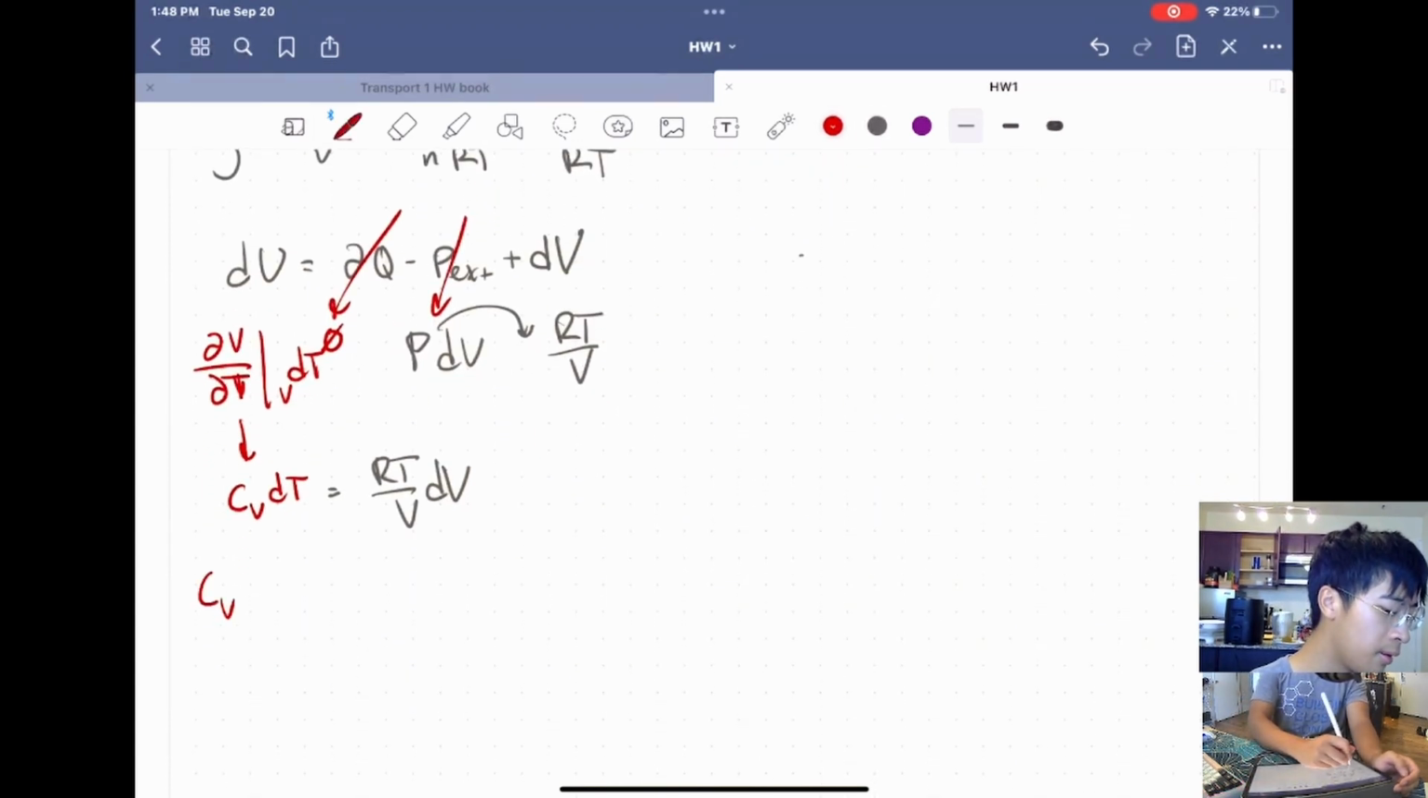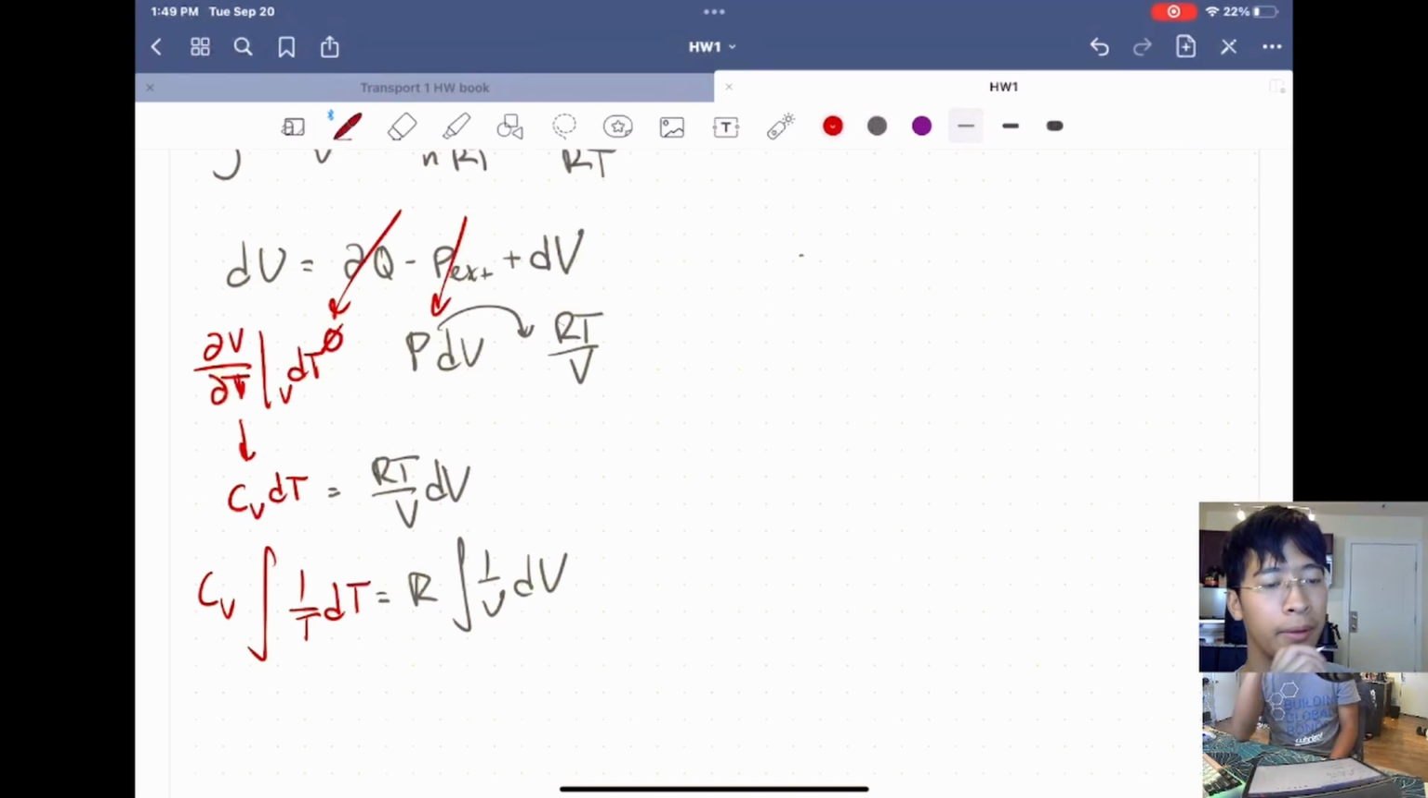So Cv (1/T) dT is equal to R (1/V) dV. Now this raises the question: what are our bounds of integration?